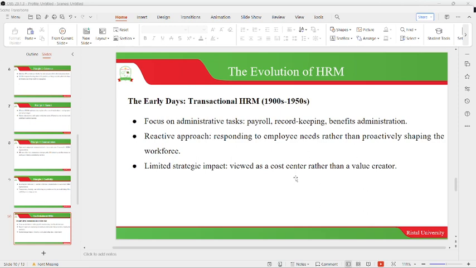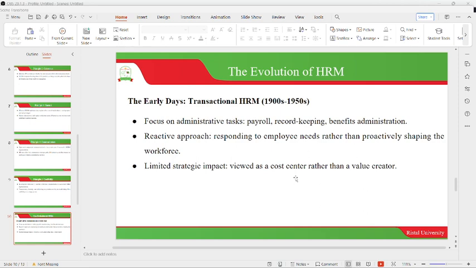Maybe other data related to your performance. So they care less about training, they care less about motivation, they care less about the welfare of the staff. So it's basically administrative work. That's about 1900 to 1950s.